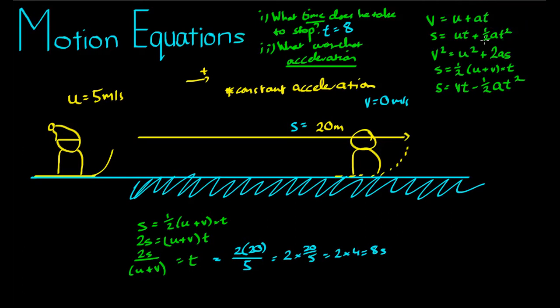The second question, what was that acceleration? We had the variables u, v, and s from the beginning. T is the one we worked out. Some people would suggest that since we have v, u, and t, we can use this formula here to work out the acceleration. I agree that it can be done.